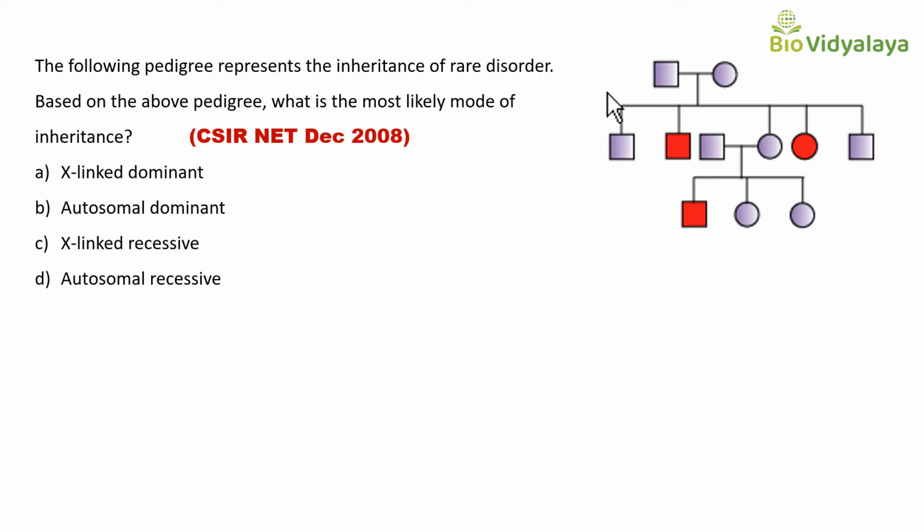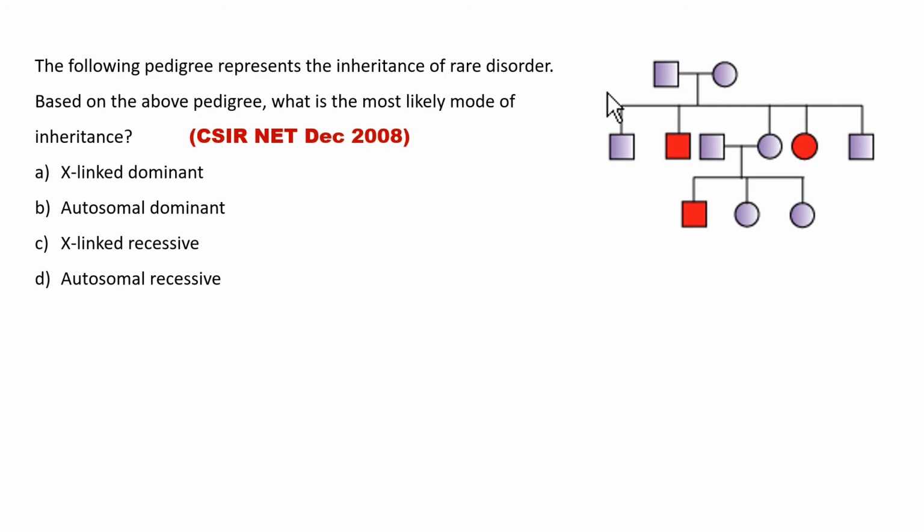Next question is from CSIR NET December 2008. The following pedigree represents the inheritance of a rare disorder. Based on the above pedigree, what is the most likely mode of inheritance? Options are option A, X-linked dominant, option B, autosomal dominant, option C, X-linked recessive, option D, autosomal recessive.